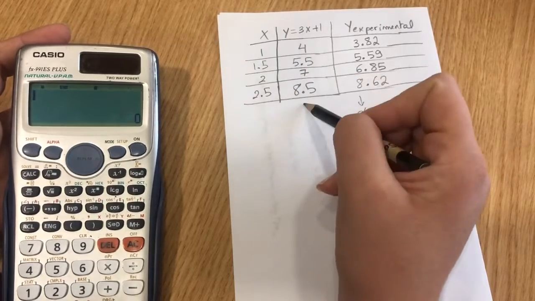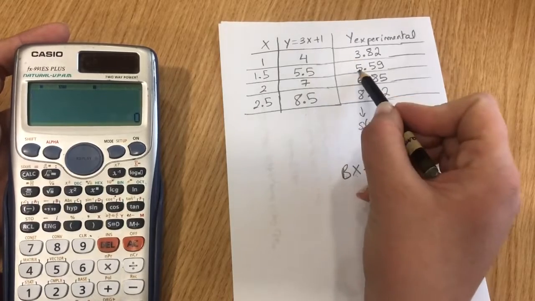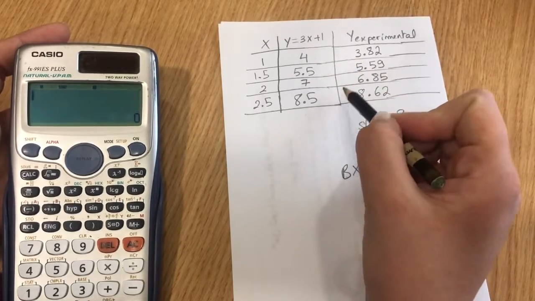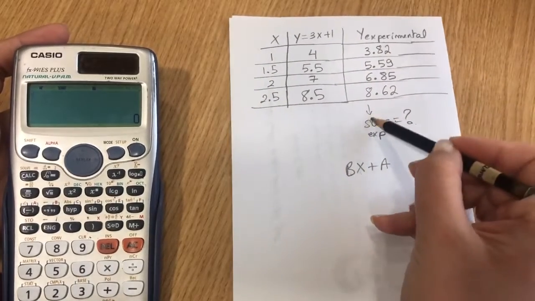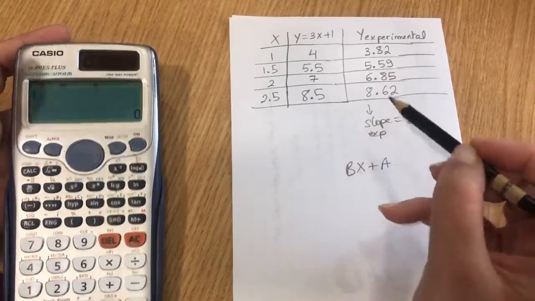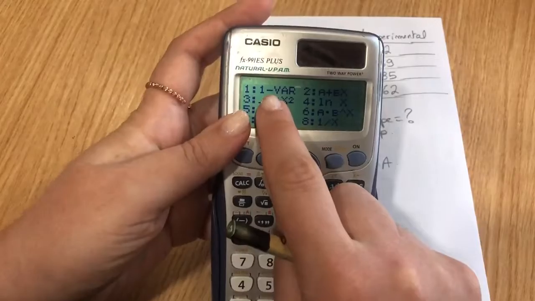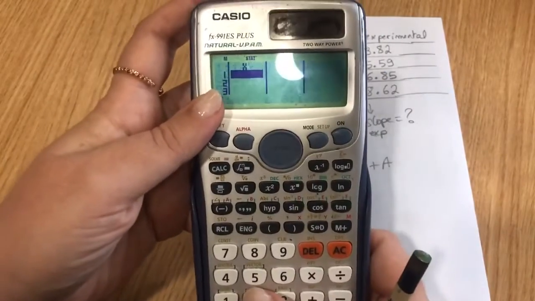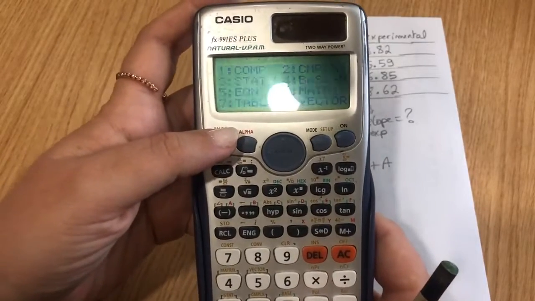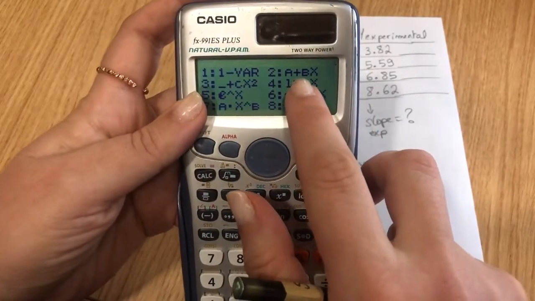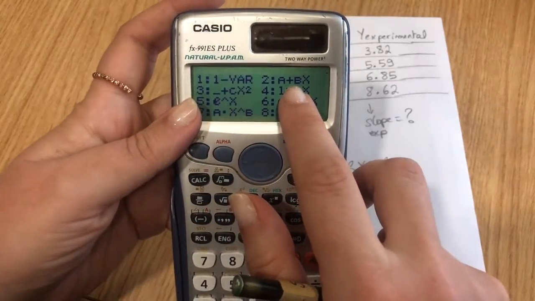But I'm not interested in the y theoretical. I did my experiment and I find values that are very close to the theoretical values. But remember that x is changing and y is changing accordingly, and the question is to find the slope experimental. To do that, you have to go to the mode statistics, but this time instead of choosing one variable, you have to choose 2 variables. Remember that while doing that, okay, when you choose mode statistics, your slope is b, not a. So remember that the calculator is organized in a way that b is your slope.